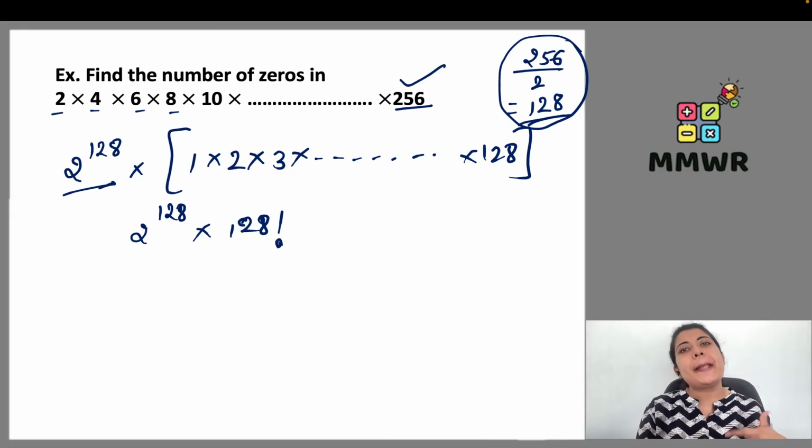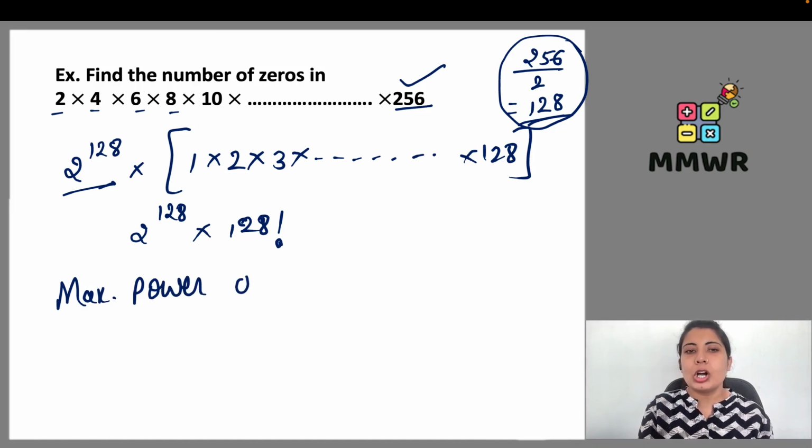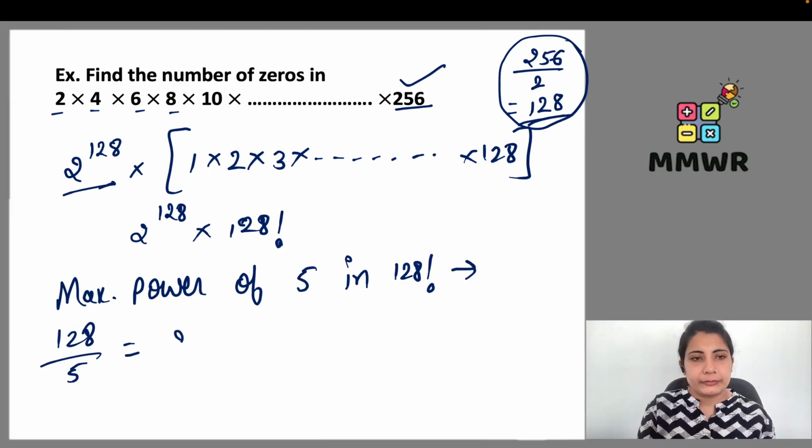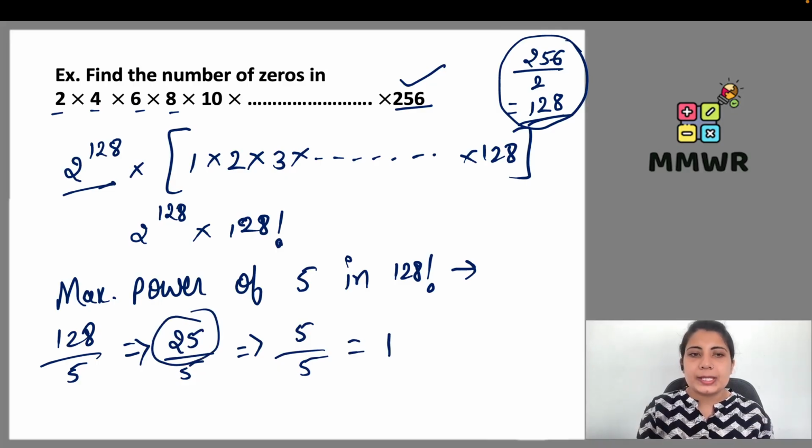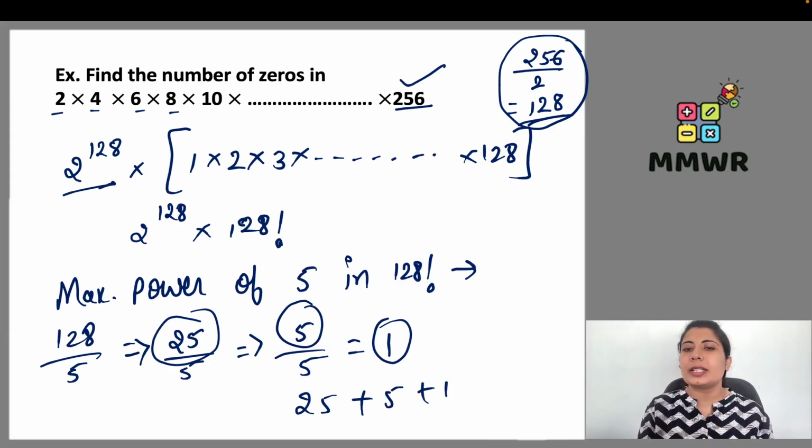Now we have to find out the maximum powers of 2 and maximum powers of 5. So I am going to only find out the maximum power of 5 in 128 factorial. So 128 will be divided by 5. 5 twos are 10, 25 is the quotient. Then again by 5, 5 fives are 25. Again by 5, this gives me 1. So 25 plus 5 plus 1 gives me 31.